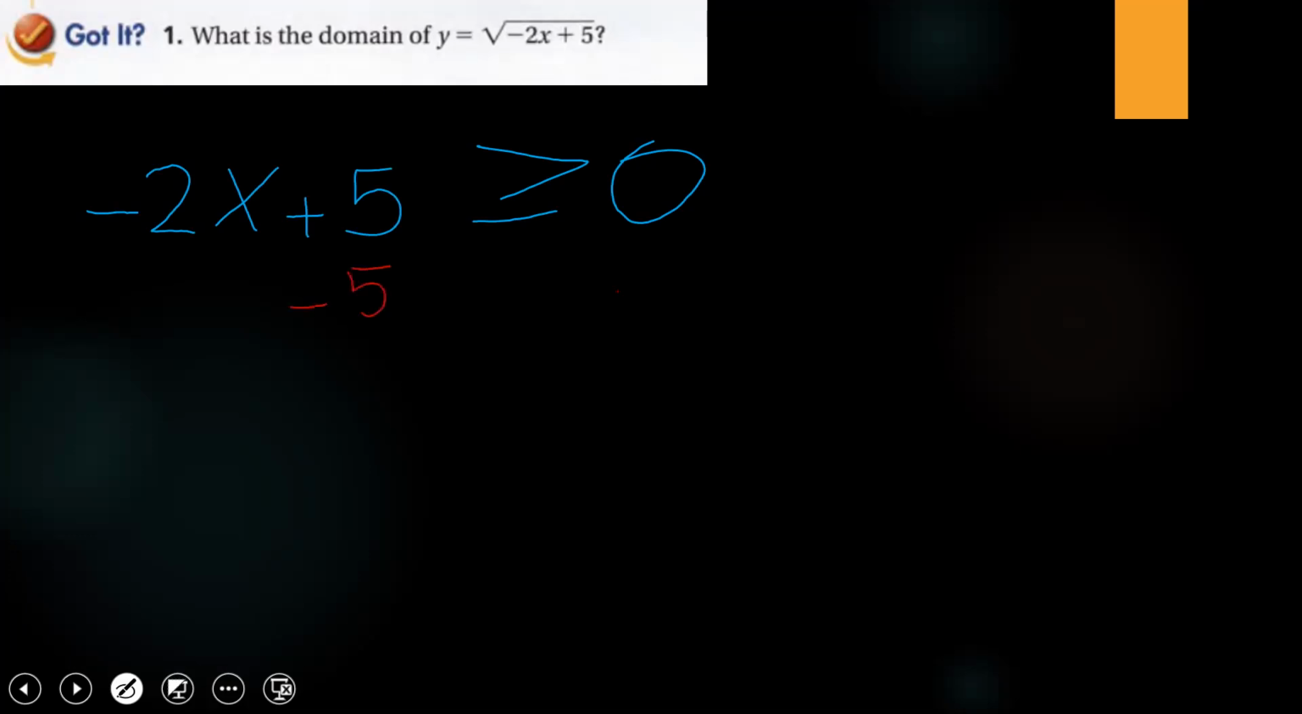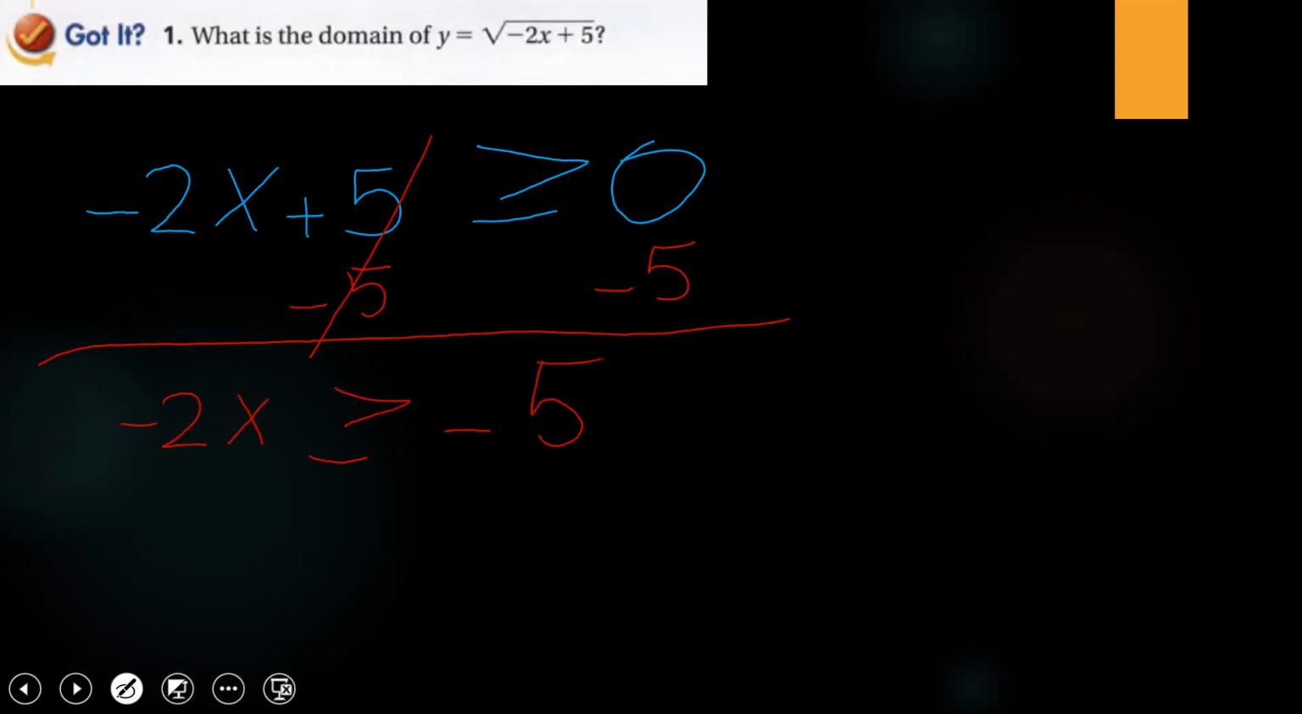Then the second step, minus 5, minus 5. I want to isolate x. I want to keep x on one side and the other numbers on the other side to find the domain. So here, as we say, we have negative 2x greater than or equal to negative 5. And after that, what do we have to do? Divide by negative 2, divide by negative 2.